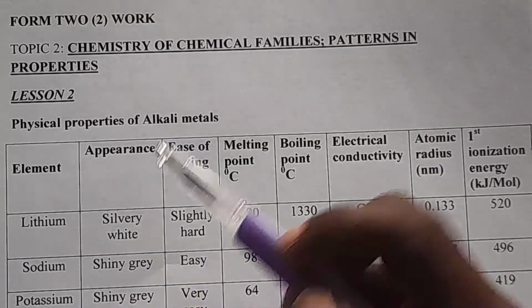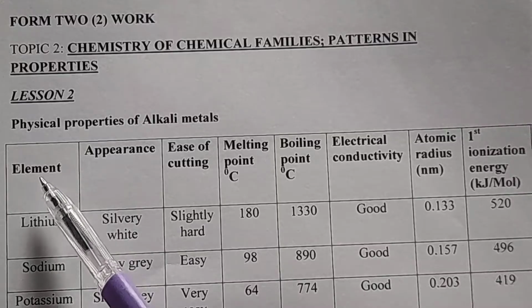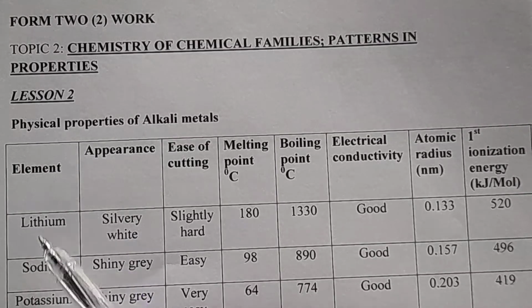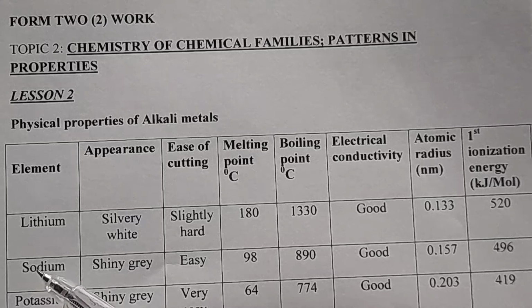So, we have a table here. Here we have elements or members of alkali metals. Remember, we said the members of alkali metals include lithium, sodium, and potassium. Apart from this, we have rubidium, cesium, and also francium. But these three are the first 20 elements in the periodic table.